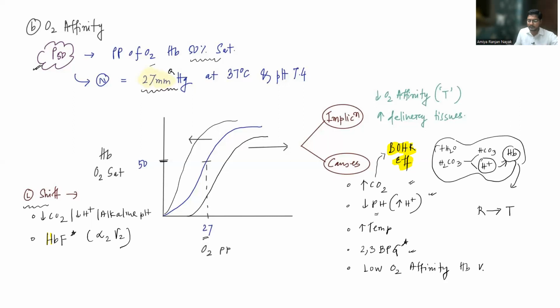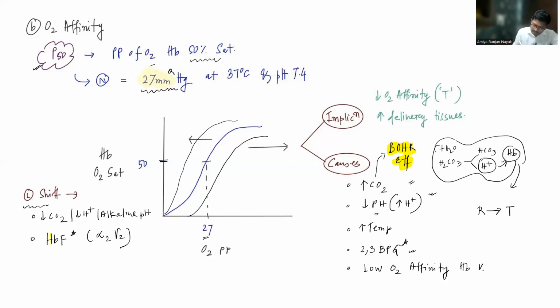Hemoglobin F, otherwise known as fetal hemoglobin, is found in the fetus. Now why is it important? Because fetal hemoglobin has to take up the oxygen from the maternal blood and supply it to the fetus. That is why it has high oxygen affinity. Because of this, it can take oxygen from the maternal circulation and provide it to the fetus. That is why fetal hemoglobin is required for the fetus.